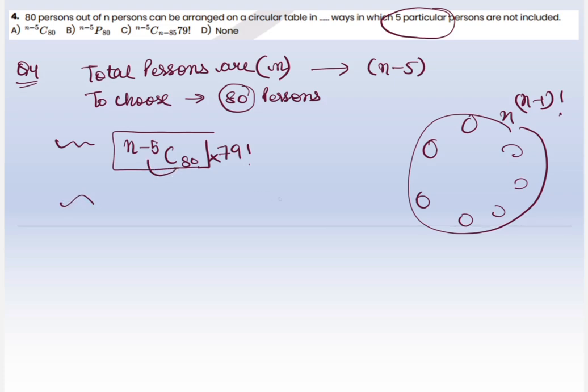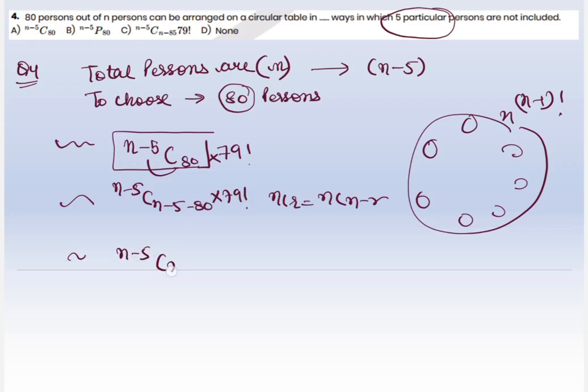If you see, this is nCr and nCr is equal to nC n minus r, right? So we can write it as n minus 5 C n minus 5 minus 80 into 79 factorial. So this is n minus 5 C n minus 85 into 79 factorial. Option C is correct.